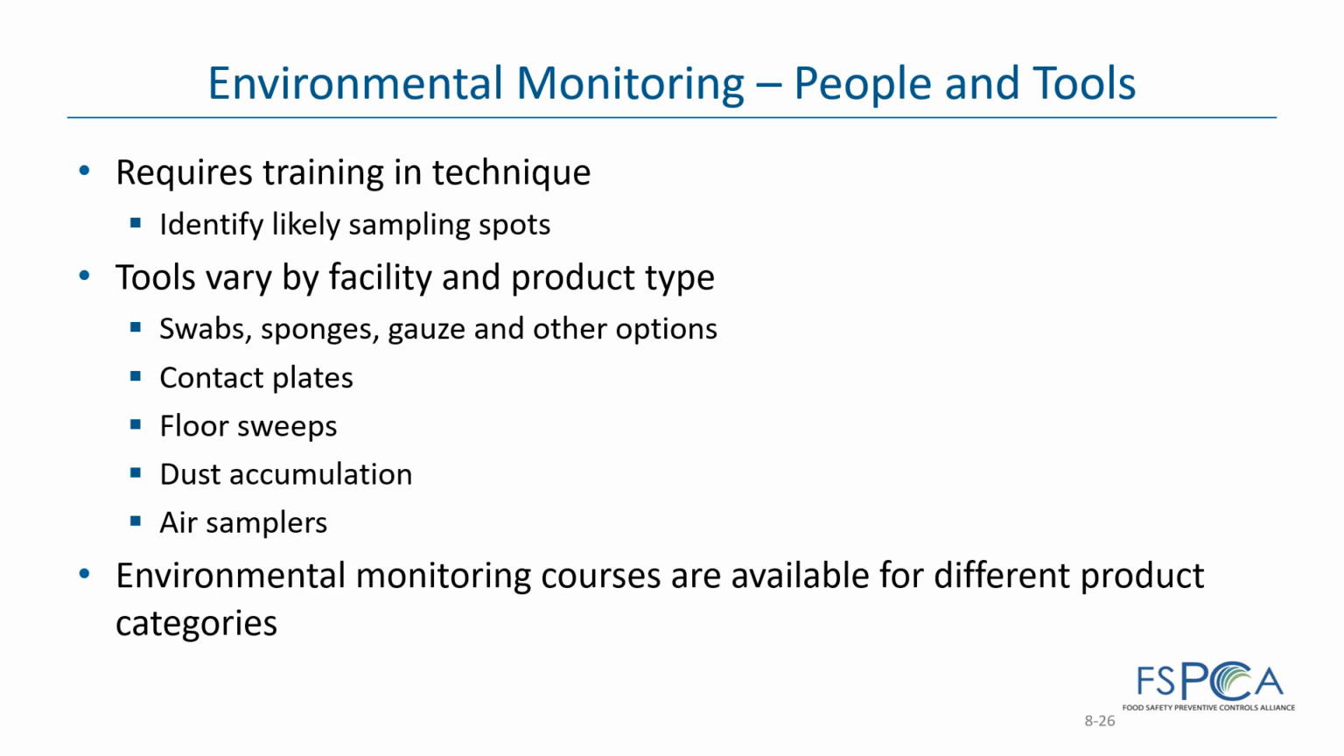The tools need to make sense for the pathogen you're looking for or the indicator organism you're looking for, but these could be things like air samples, dust accumulation, floor sweeps, contact plates, swabs, sponges, gauze, and other options. The good news is there is a lot of information and some training courses available to help you establish your environmental monitoring program, especially since we have so much background from the human food world.